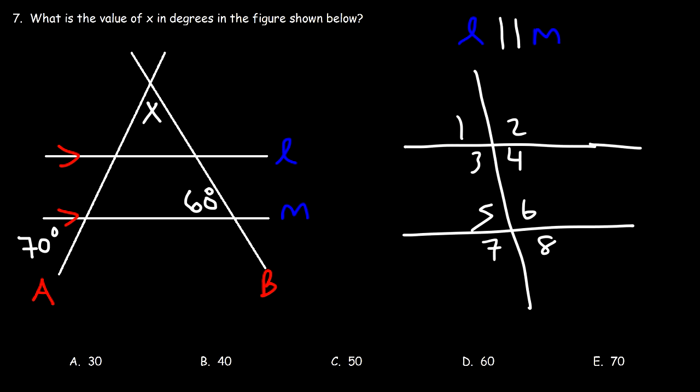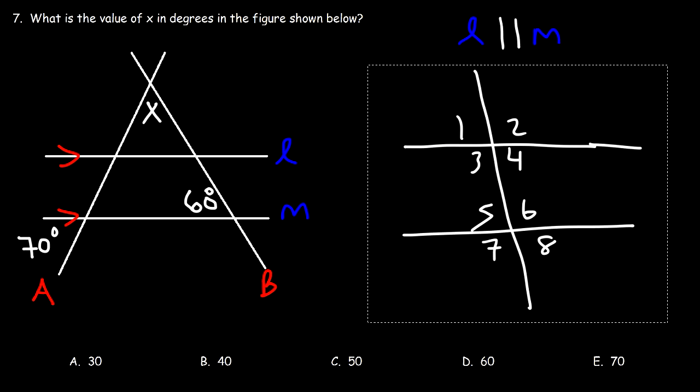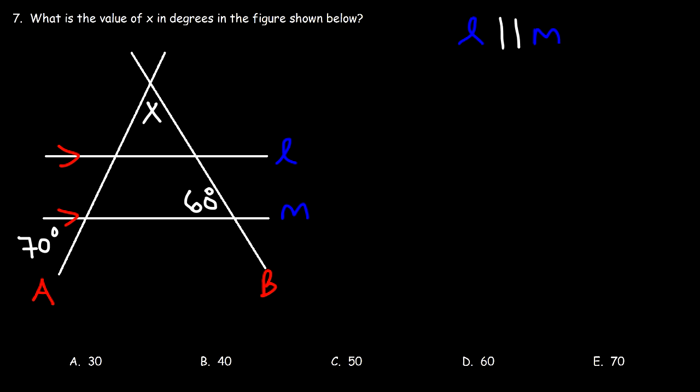The next type of angle that you need to know is the corresponding angle. So 2 and 6 are corresponding angles. They have the same measure. They're equal to each other. 1 and 5 are corresponding, 3 corresponds to 7, and 4 corresponds to 8. So those are some things that you want to keep in mind when dealing with parallel lines and transversals.